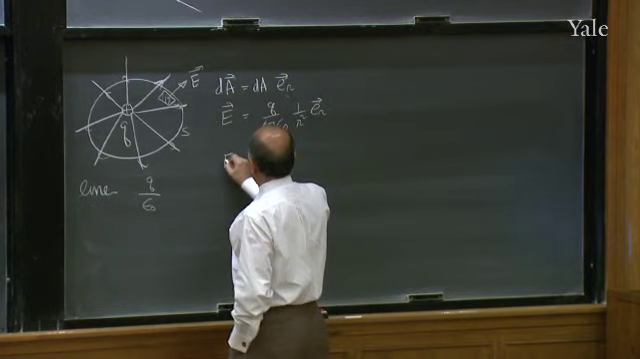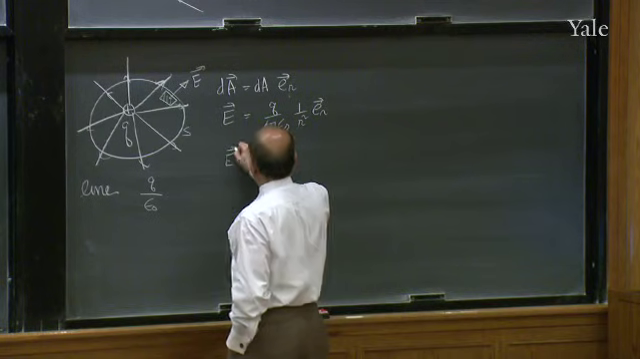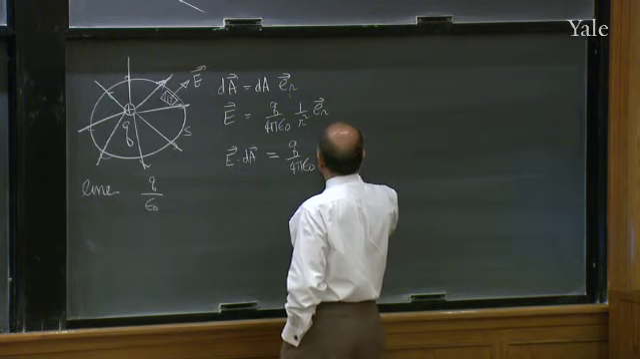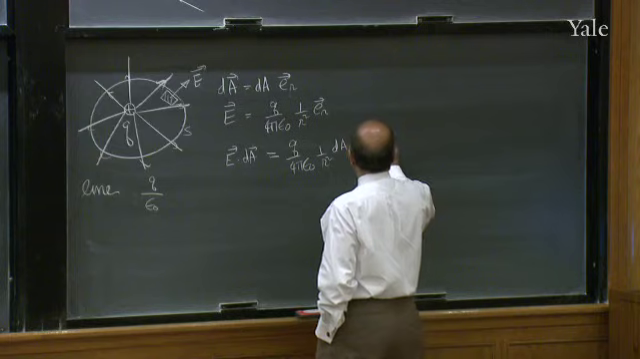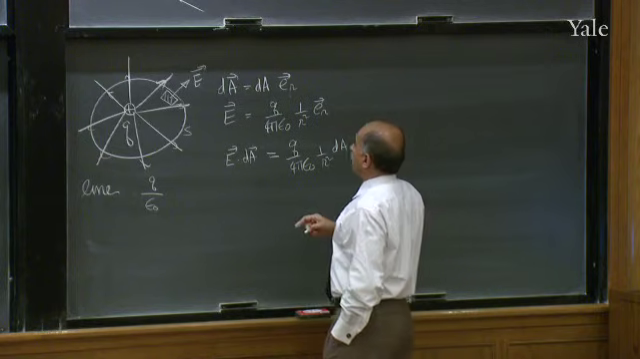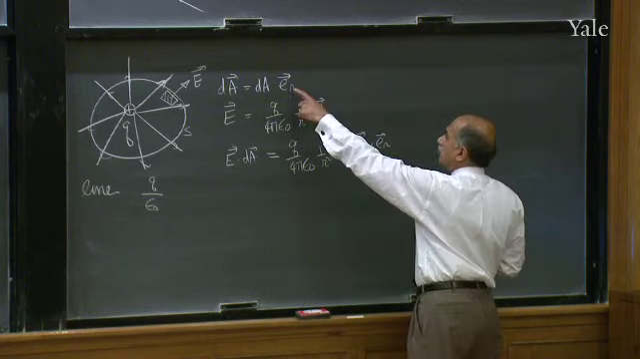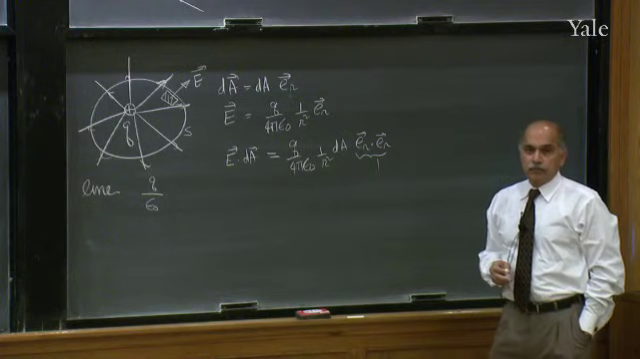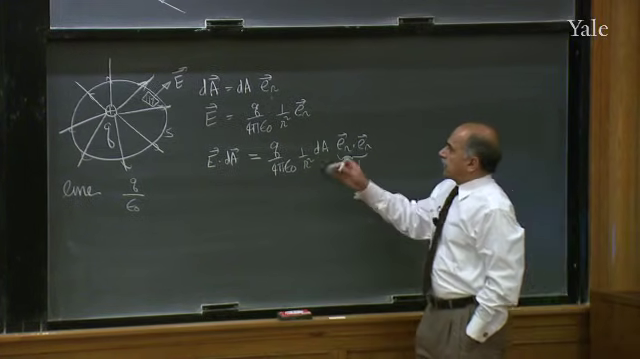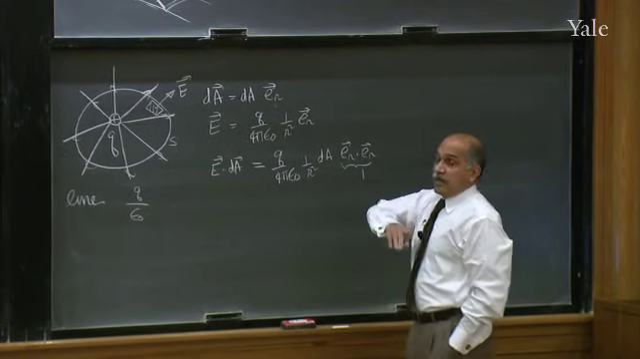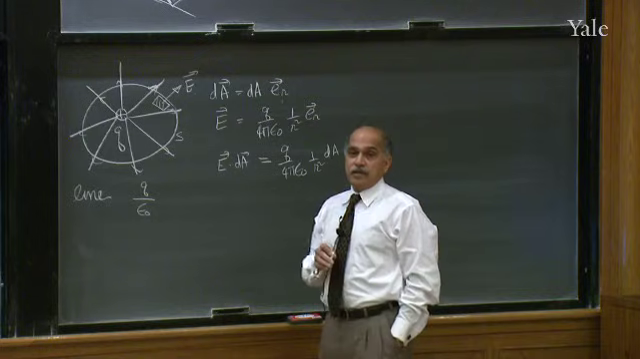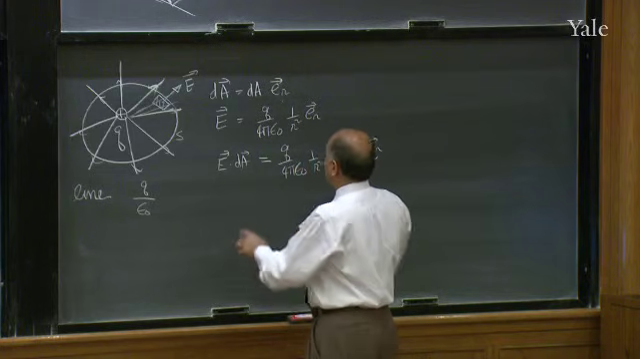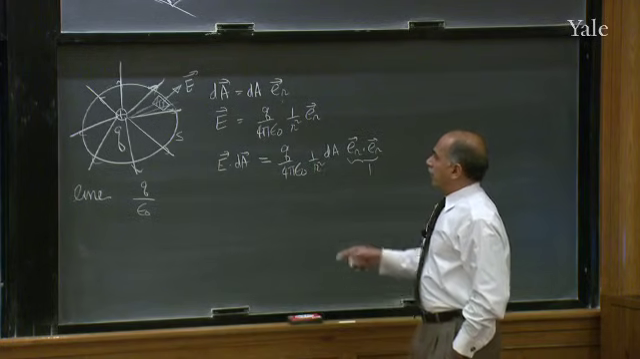Therefore, E dot dA is equal to Q over 4 pi epsilon 0, 1 over R square dA times ER dot ER. This is the dot product of the area vector with the electric field vector. The two unit vectors are parallel. The dot product of that guy with itself is just 1. So this is the number of lines crossing the tiny area, because the electric field numerically is equal to the line density. So the number of lines crossing that patch is given by E dot dA.